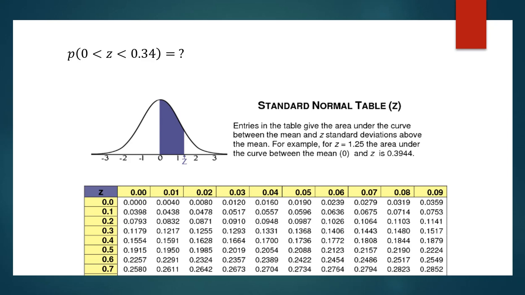So here are the steps. In order to find this probability, first find the row with the z-score 0.3. Next, look under the column 0.04. Then find where the row and the column intersect. It should meet in the needed result, which is here 0.1331.